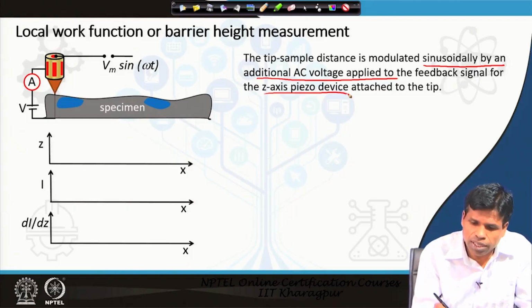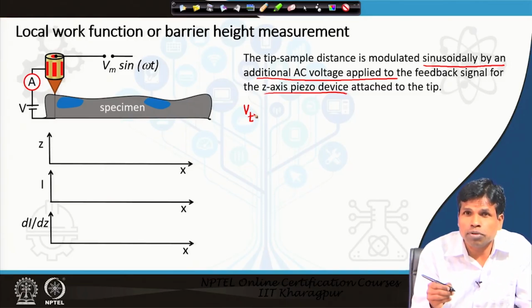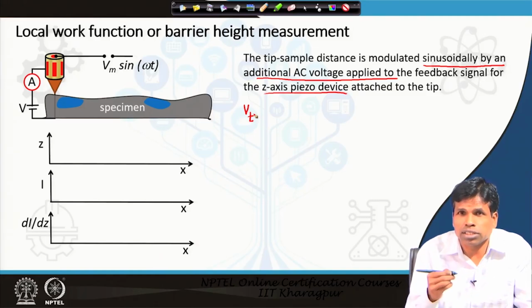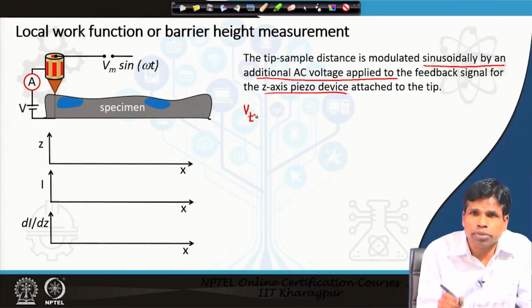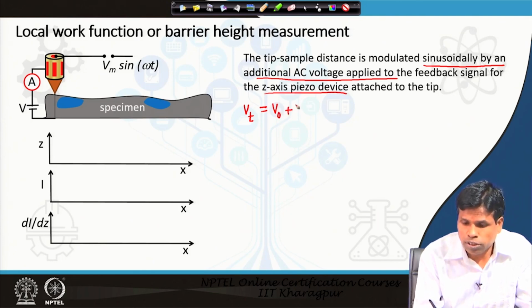So, let us say we give a voltage Vt to the tip. Actually, voltage is not given to the tip, but voltage is given to the piezo scanner, because when we give the voltage to the piezo scanner, then only the height changes. But as the tip is attached to the scanner, I am writing Vt, which is equal to V0, the initial voltage, plus Vm sin omega t, where omega is the frequency.